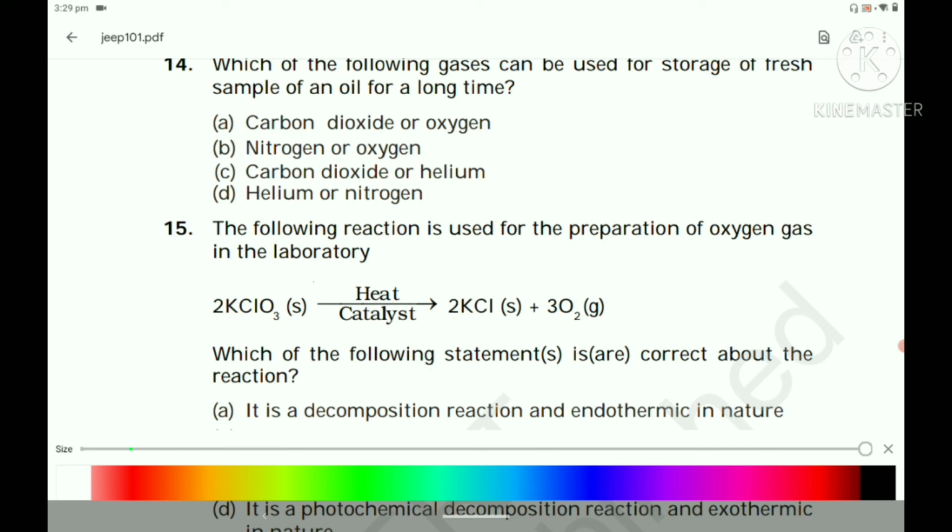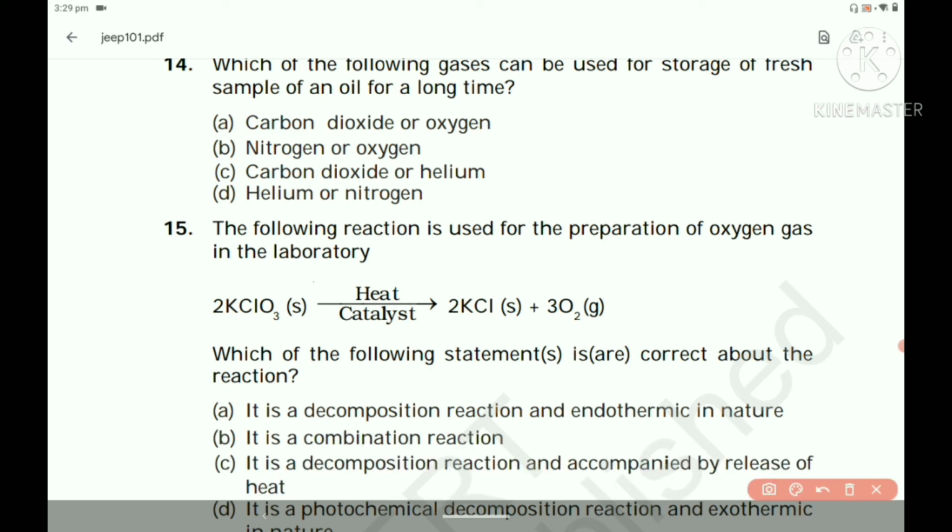Which of the following gases can be used for storage of a fresh sample of an oil for a long time? So what was it? To prevent rancidity, we used to add some antioxidants. So if you have read the paras clearly, you'll know it. It is helium and nitrogen. Nitrogen is also inert. You should use inert gases so that the oil inside doesn't get oxidized.